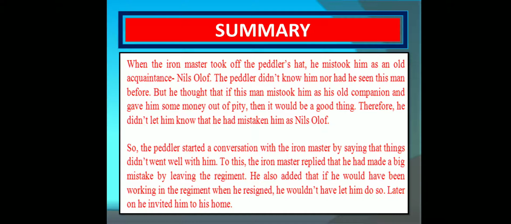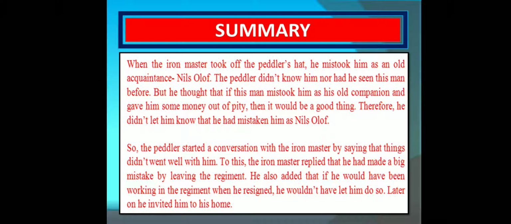When the ironmaster took off the peddler's hat, he mistook him for an old acquaintance, Nils Olof. The peddler didn't know him, nor had he seen this man before, but he thought that if this man mistook him for his old companion and gave him some money out of pity, then it would be a good thing. So he just kept quiet. Therefore, he didn't let him know that he had been mistaken for Nils Olof.